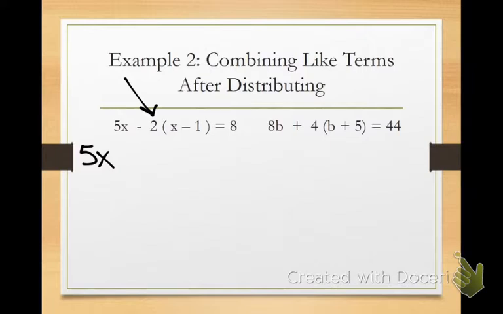Negative 2 times x would be what? Negative 2x. Negative 2 times negative 1 would be what? Positive 2 equals 8. All right, so 5x minus 2x, 3x.